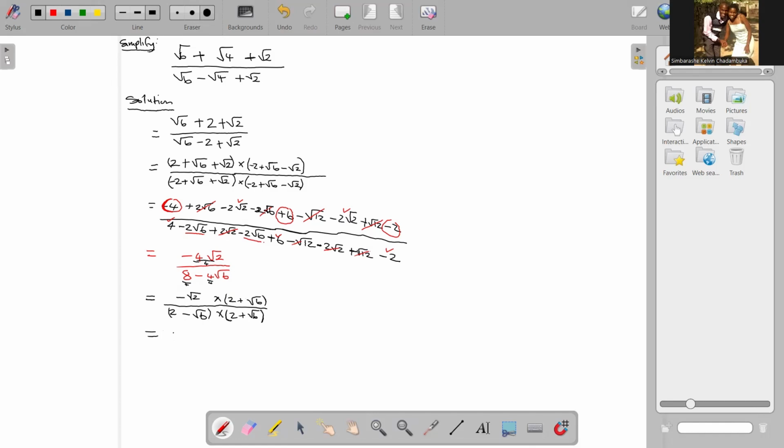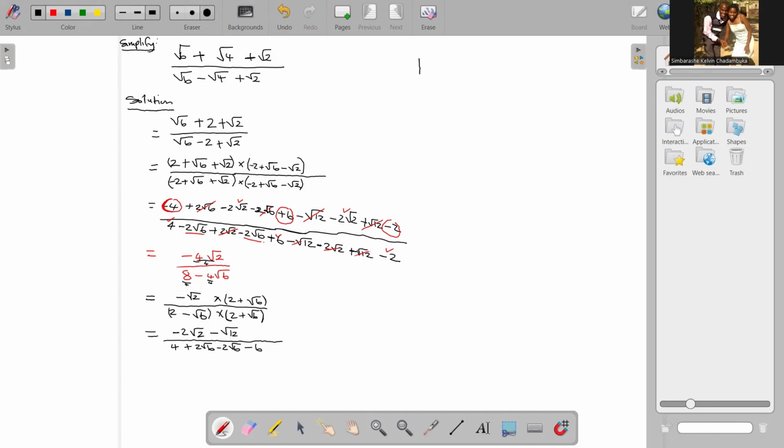We are going to get a negative 2 root 2. Then this times this, we are going to get a negative root 12 all over this 2 times 2 is 4. Then 2 times that, we are going to get a plus 2 root 6. Then this times that, we are going to get a minus 2 root 6. Then this one, we are going to get a minus 6.